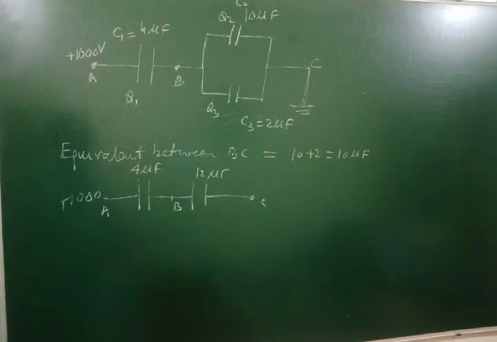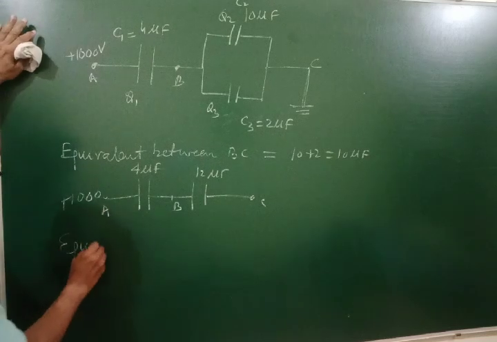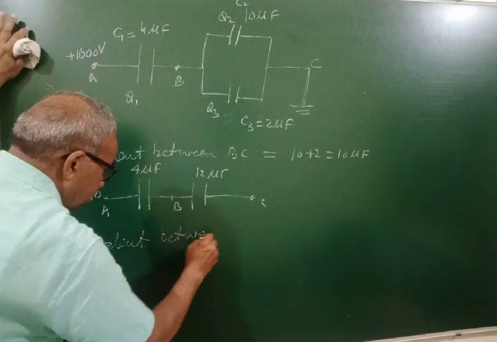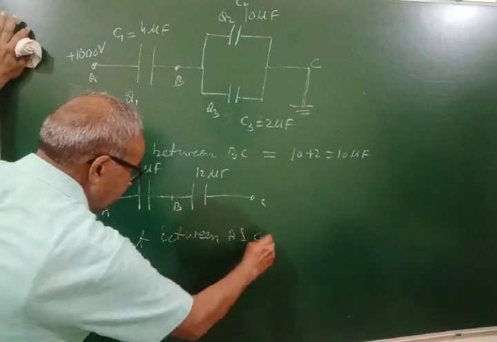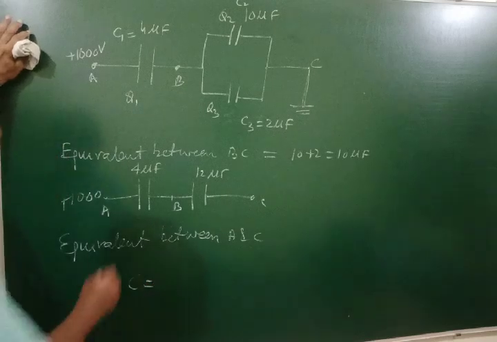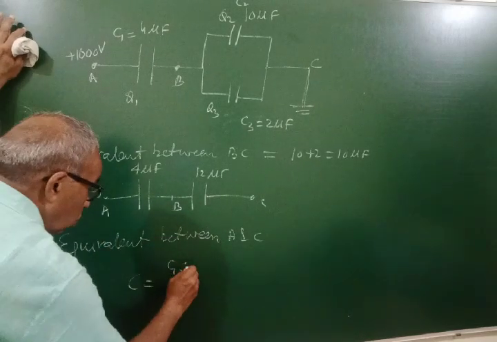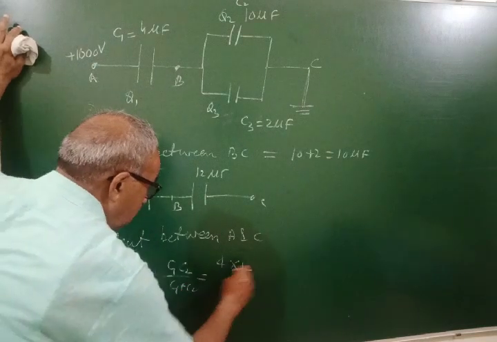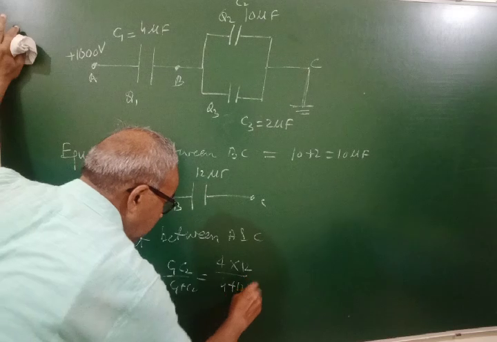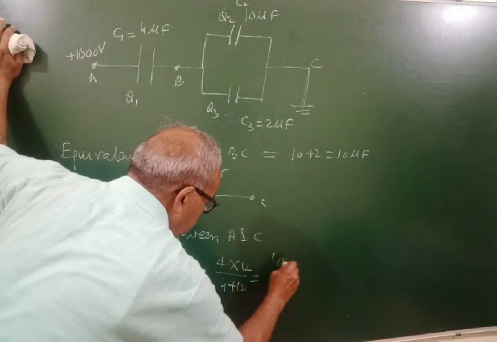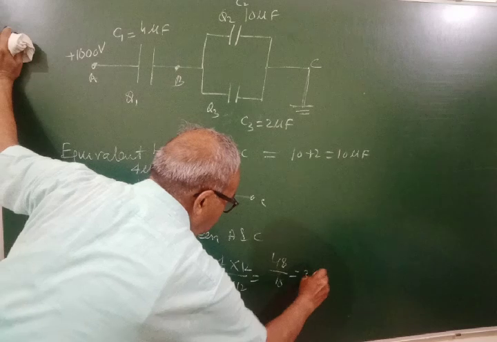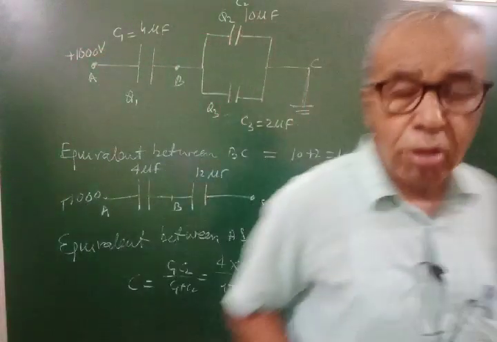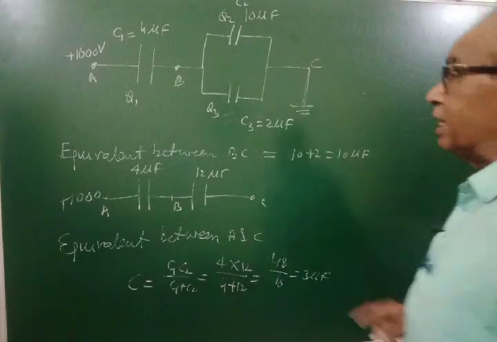So what is the equivalent between A and C? That is in series: C1 C2 upon C1 plus C2, which is 4 into 12 upon 4 plus 12, 48 upon 16, 3 microfarad. 3 microfarad is the equivalent capacitance of the circuit.